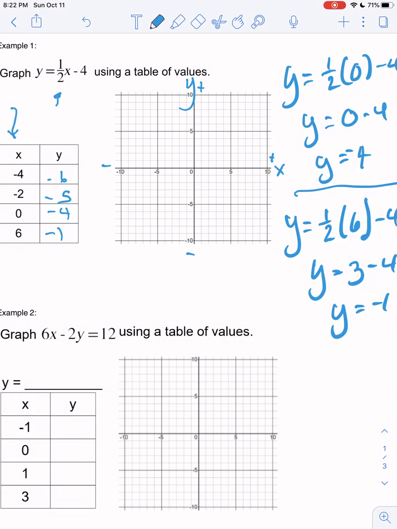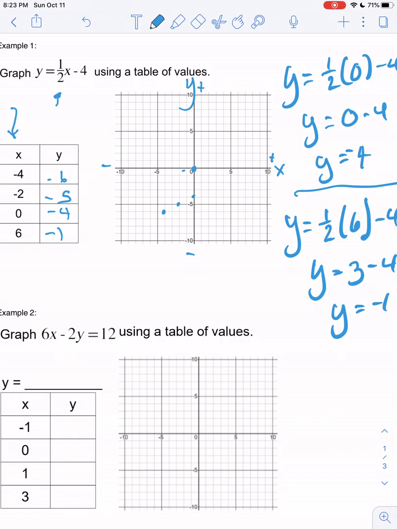So the first point I'm going to graph is -4, -6. So from the origin, from 0, 0, the x is negative, so I'm going to go to the left 4, and then I'm going to go down 6, because the y is a negative. So that's our first point. From the origin, I'm going to go -2, -5, right there. From the origin, I'm going to go 0, and then I'm going to go down 4, right there.